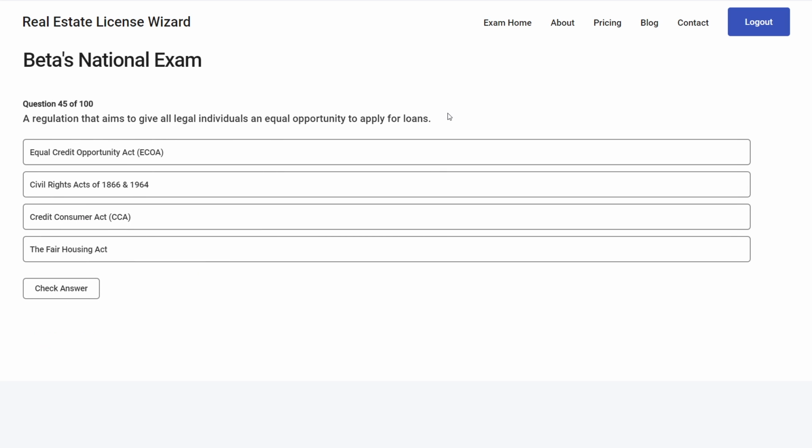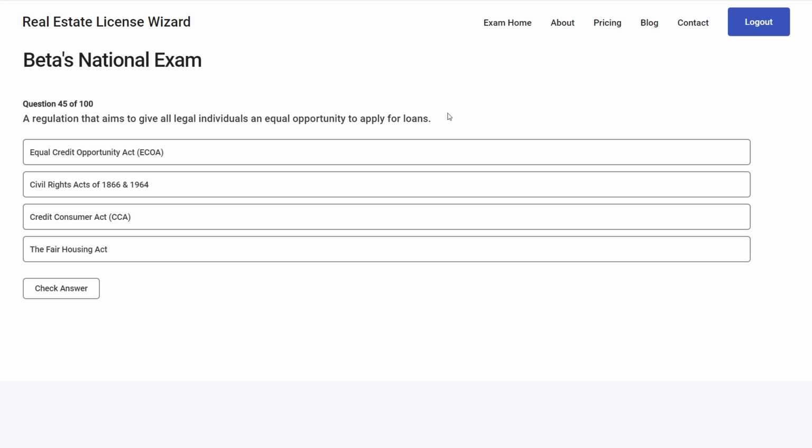All right, 45. A regulation that aims to give all legal individuals an equal opportunity to apply for loans. Is it the Equal Credit Opportunity Act, or ECOA? The Civil Rights Acts of 1866 and 1964? The Credit Consumer Act, or the CCA? Or is it the Fair Housing Act? All right, so think that one over. Come up with your educated guess or answer for that one. Okay, did you guys come up with it?